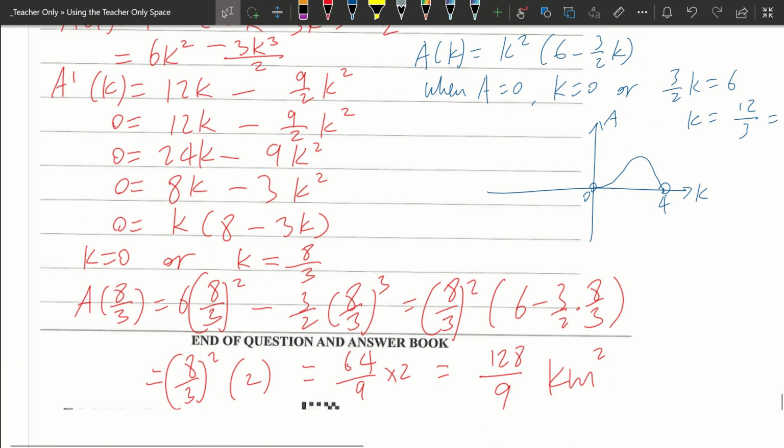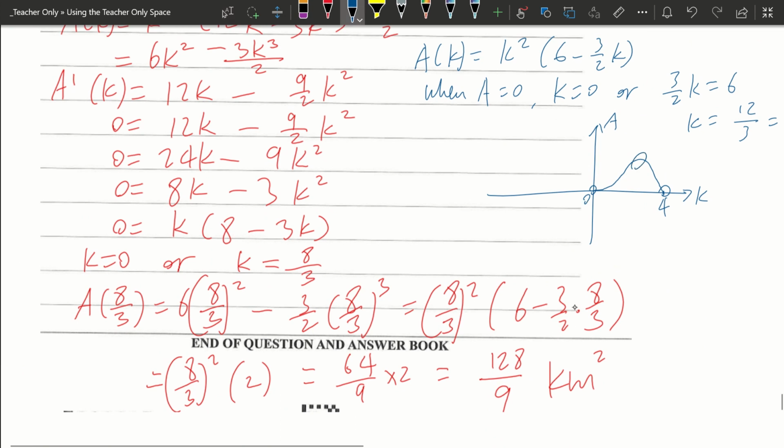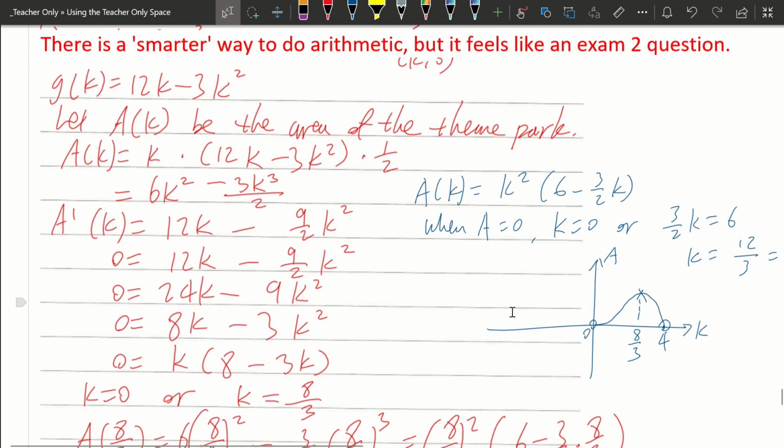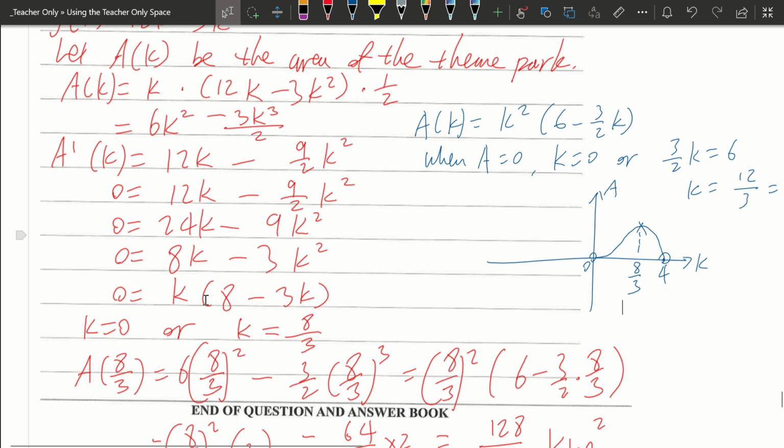The point where k is 8 over 3 gives the absolute... This one here, I didn't mean to draw it like that. So this point here, 8 over 3, will be the local maximum as well as the absolute maximum. So the maximum area is 128 over 9. Just to make sure: when we differentiate and make it equal to 0, the answer we get is a local maximum as well as an absolute maximum.